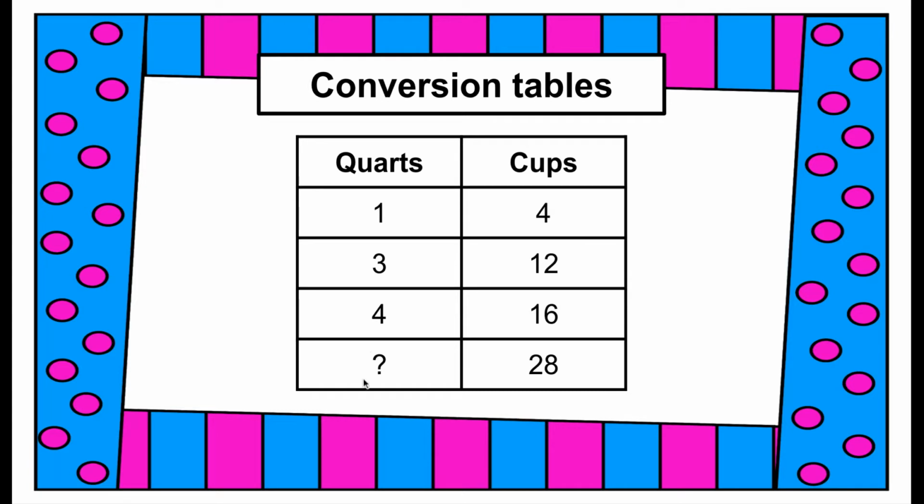Coming over here, my question mark is on this side this time. So I'm going to go from cups to quarts. Now, if I'm going from a small measurement to a large measurement, I'm going from a fly to a horse. So I'm going to divide, of course. So 28 divided by 4 would give me an answer of 7. We'll do one last one together. So I'm going from gallons to cups. I'm going from a horse to a fly. So I'm going to multiply. If 1 gallon is 16 cups, how many cups is 3 gallons? 3 times 16 would be 48.